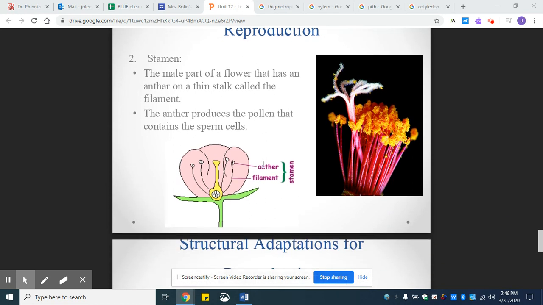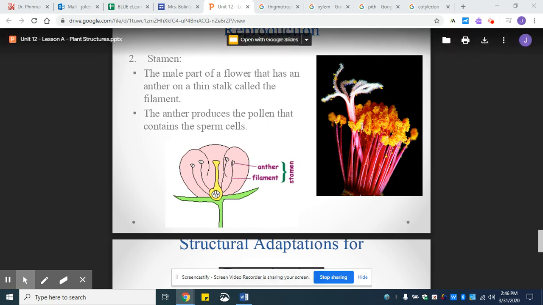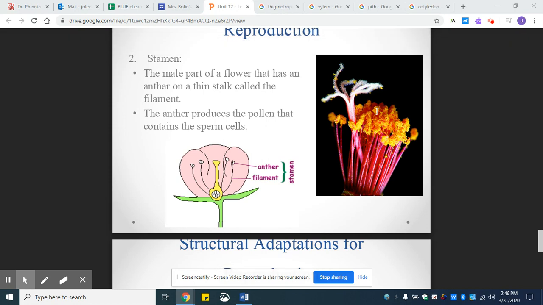Number 2, stamen. The male part of a flower that has an anther on a thin stalk called the filament. The anther produces the pollen that contains the sperm cells. The anther and the filament are in the picture here, and it shows you the stamen. And then to the right, that's what it would look like.